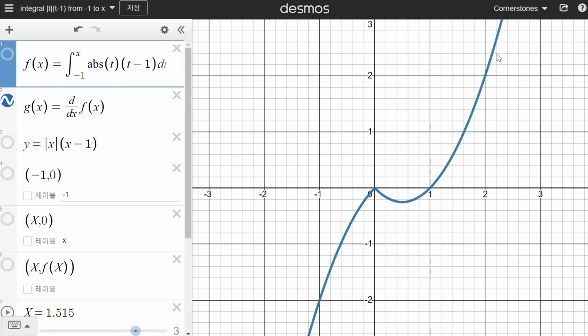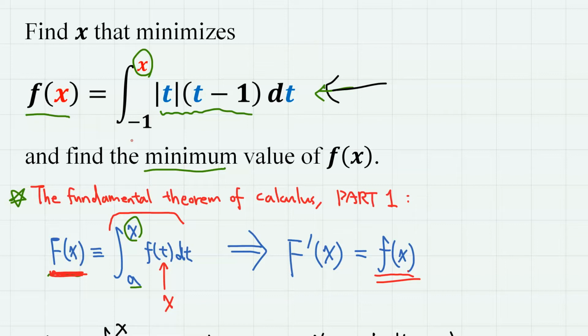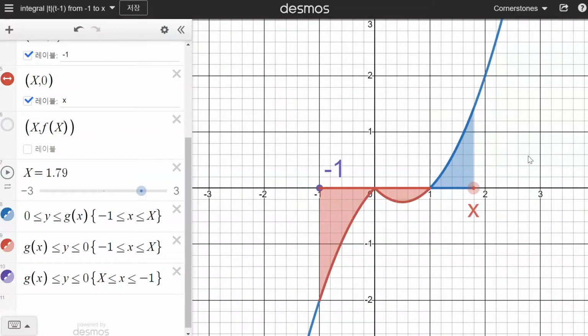Okay, so this blue graph is f prime of x, the derivative. And what was f(x)? f(x) is defined as the integral of this function from minus 1 to x. If we represent it as the area between the graph and the x-axis, it looks like this: the integral from minus 1 to some x value right here. And of course, the negative value of f prime of x contributes to the negative area. So when does this integral become minimum?